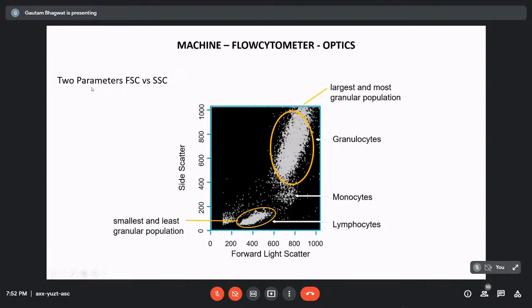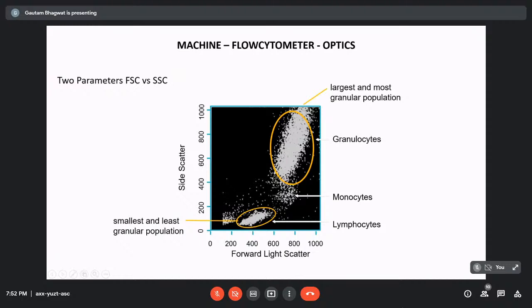So when we compare these two parameters, if I compare the forward scatter on this, remember forward scatter was directly proportional to the size. So what I am going to get is the granulocytes towards the most right, then next to it would be the monocytes, and then next to it would be the lymphocytes. Had we not had this side scatter, all three would have been in this same line: lymphocytes over here, monocytes over here, and neutrophils over here. But now we have added a second parameter to it, and that is the side scatter. And as I told, the granulocytes have more side scatter, then comes the monocyte, and the least is the lymphocyte.